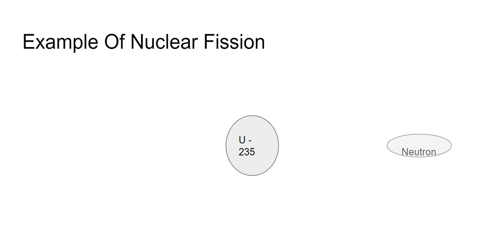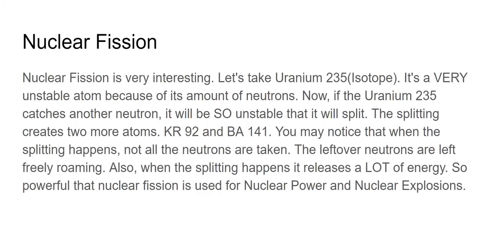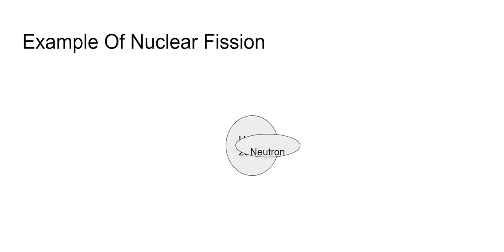Here's a quick little example. You have uranium-235 and neutrons. I'll explain it again. What happens here is that, as you can see, you have uranium-235, a neutron goes into it, it creates uranium-236, and it splits into krypton-92 and barium-141.